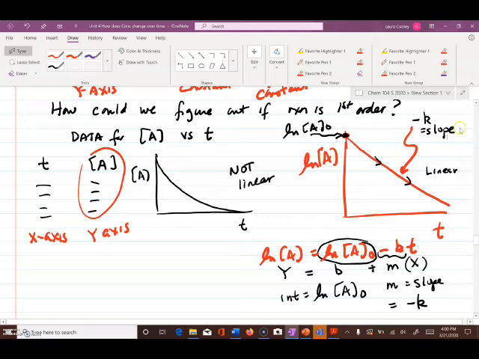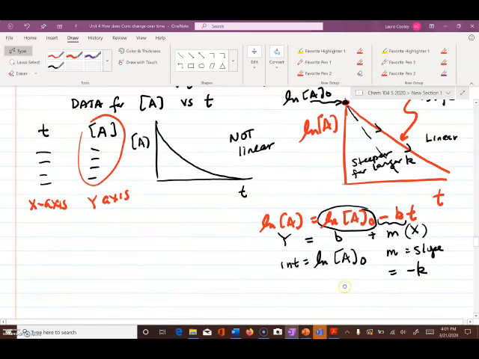So the greater the rate constant, the steeper this slope is going to be. This is what's going to happen if k is greater. It would be steeper for a larger k. So you would have a much more precipitous drop in the concentration of A, or the log of the concentration, over time.